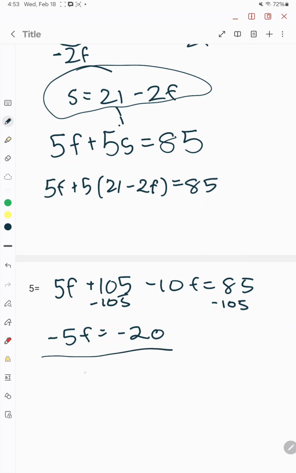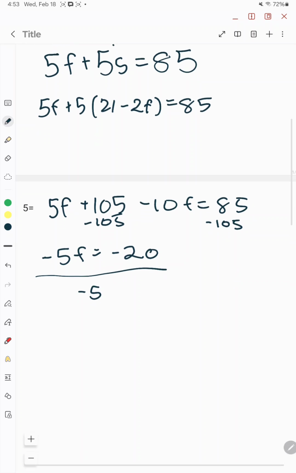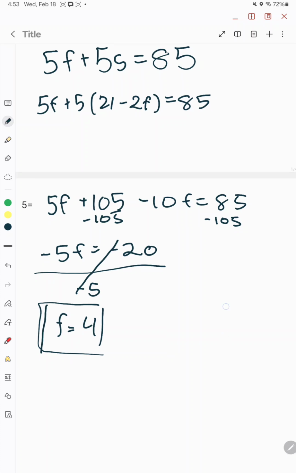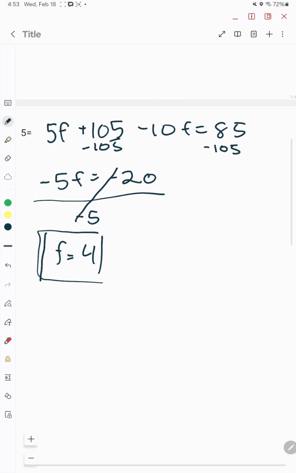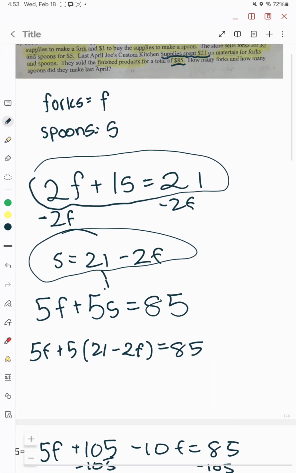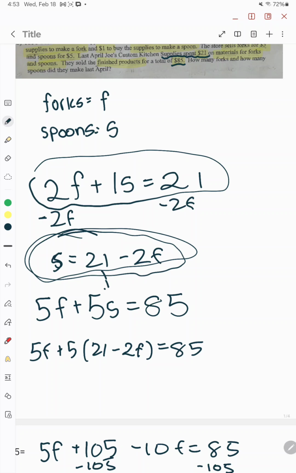Alright, divide both sides by negative 5, and we get F is equal to 4 since the negatives cancel. That means that they made 4 forks. And now we have to figure out how many spoons they made. To do that, we just have to take one of these equations, and we're going to take S is equal to 21 minus 2F, because we don't have to do any sort of moving numbers around to different sides of the equation because we already have S isolated.